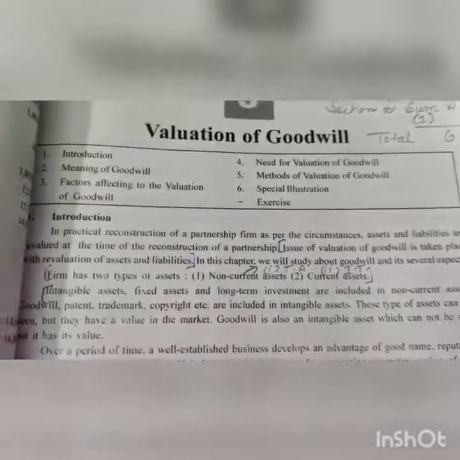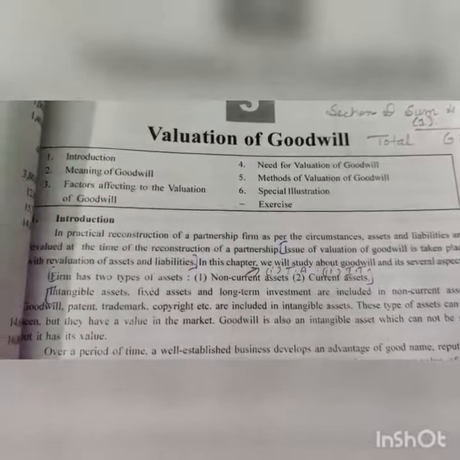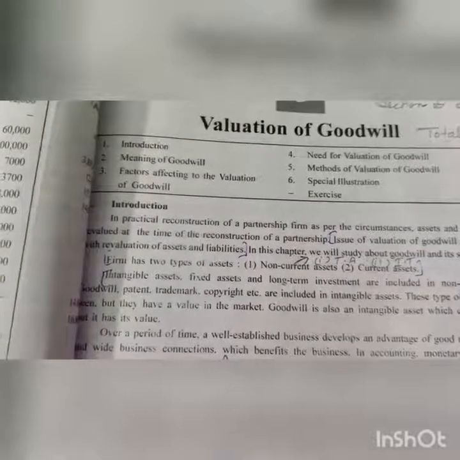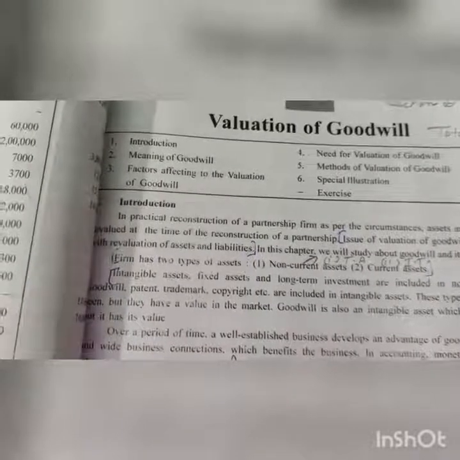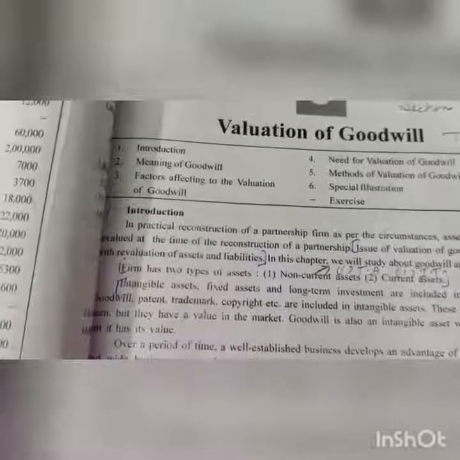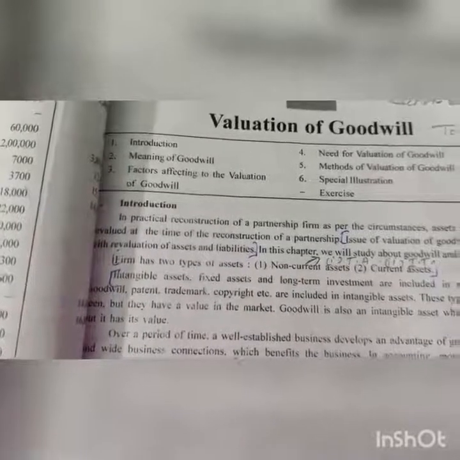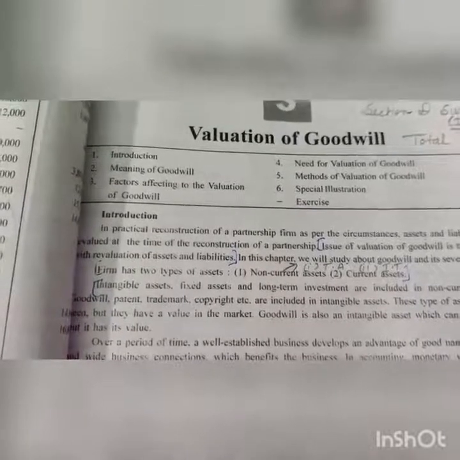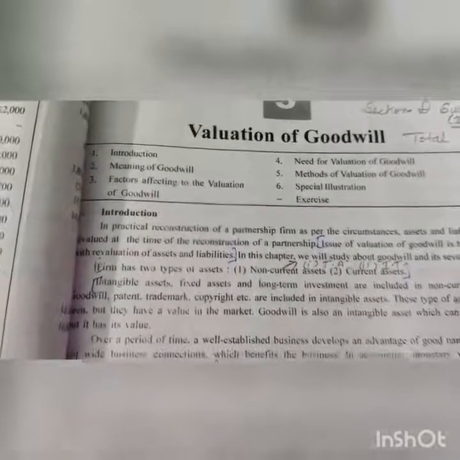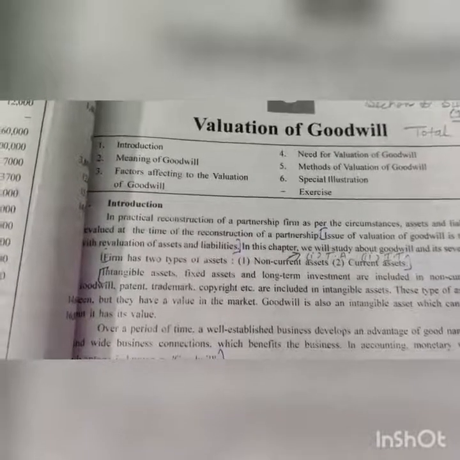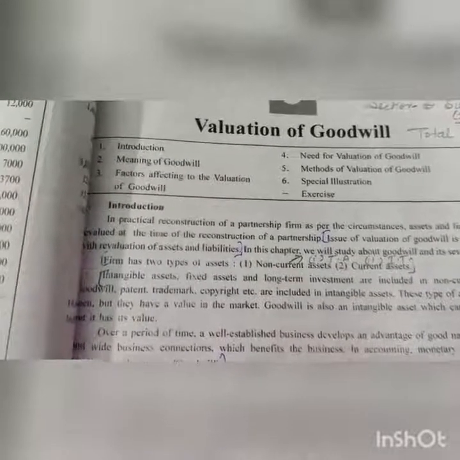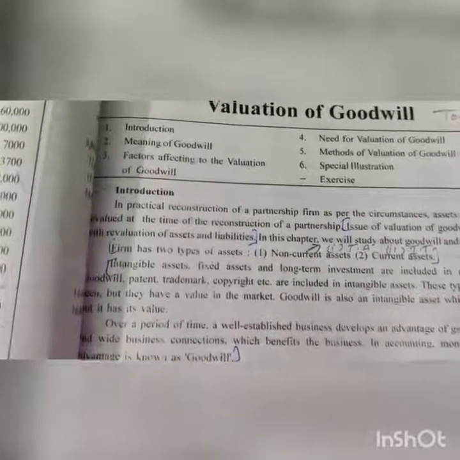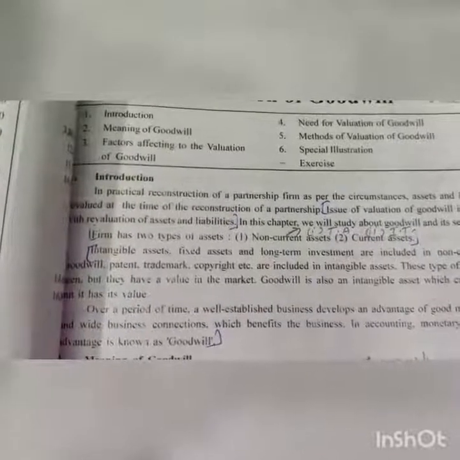If your assets and liabilities are revalued, suppose previously your land and building was 1 lakh, but now the current value of land and building is 1,20,000, so it has been increased by 20,000. Same way there can be an increase, there can also be a decrease, depending upon the situation or the market. So when you are revaluing your assets and liabilities, in the same way you have to revalue the amount of goodwill, or there arises a need for the valuation of goodwill. Now this is all revision part.